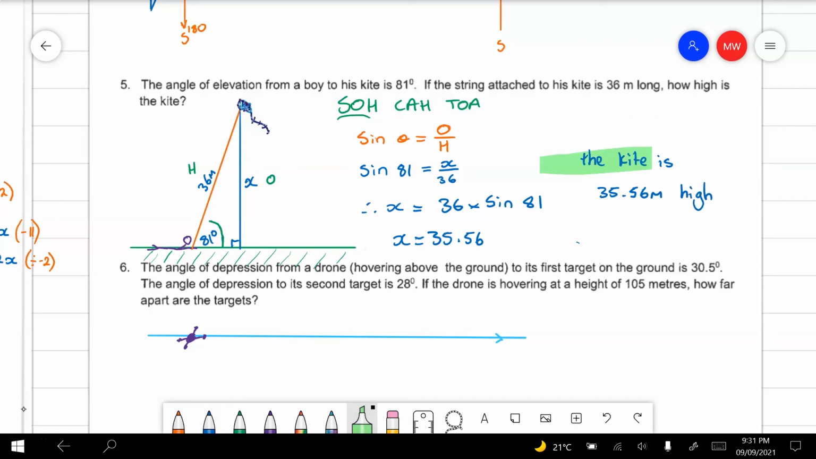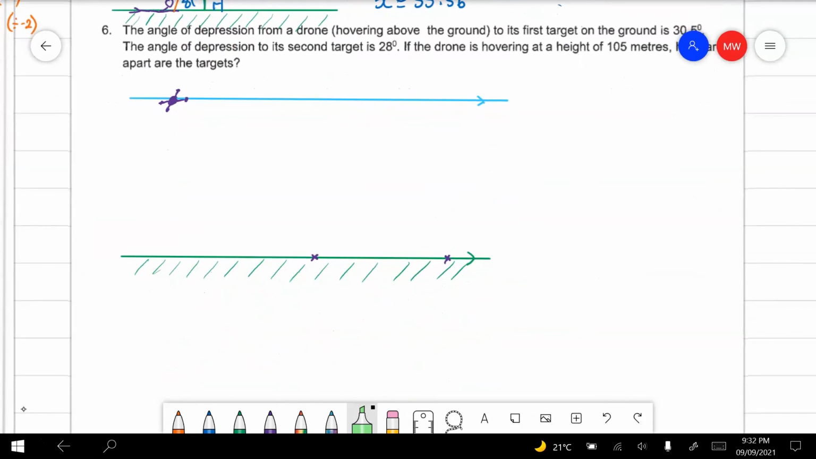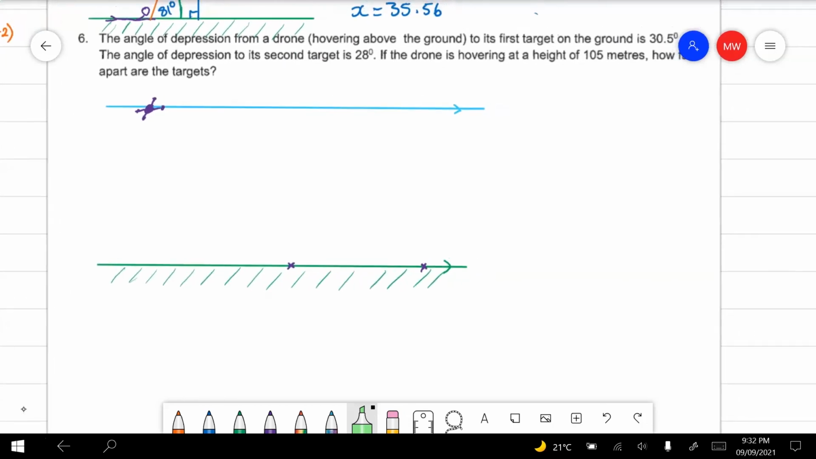Worded question, worded answer, and we've successfully finished it. Last question. This is a pretty long one. This one's talking about angles of depression from a drone. So it's flying above the ground and it's got a couple of targets that it can see.